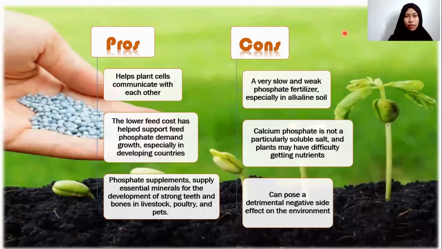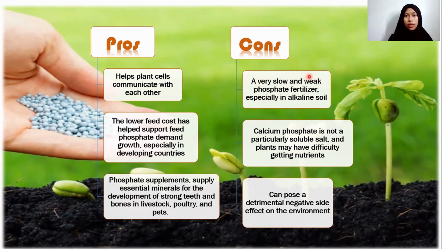I will explain the pros and cons of calcium phosphate in agriculture. For the first, it helps plant cells communicate with each other. This is an advantage of calcium phosphate in agriculture. It can help plant cells communicate with each other by physically moving between the cells. And second, the lower feed cost has helped support feed phosphate demand growth, especially in developing countries. And third, phosphate supplements supply essential minerals for the development of strong bones and teeth in livestock, poultry, and pets.